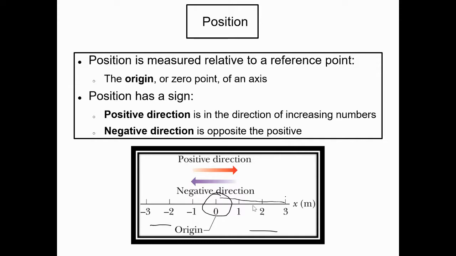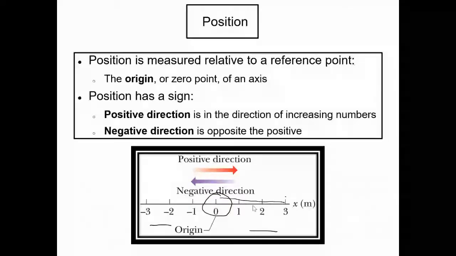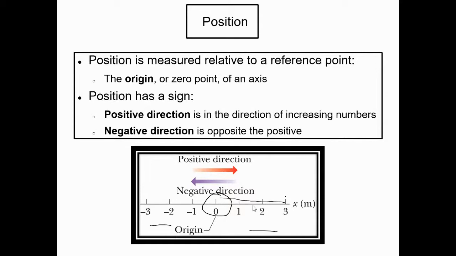That is written here: the position is measured relative to a reference point. What is our reference point here? Our reference point is 0. So the origin or 0 point of an x-axis must be our reference point. When you study the concept of position, you must have either a positive sign or a negative sign. A positive sign means the object is moving in the increasing number direction. A negative sign means opposite to the number.